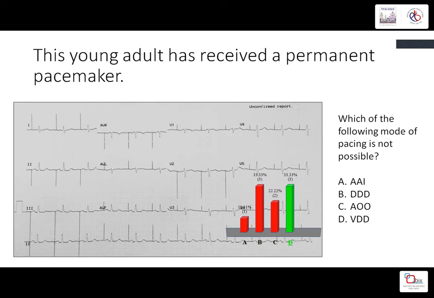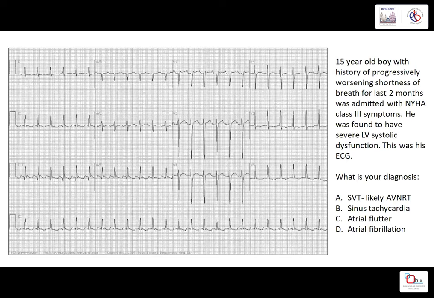So again, the same history and a similar looking ECG. Oh, very good. Everybody got it. So this is atrial flutter.